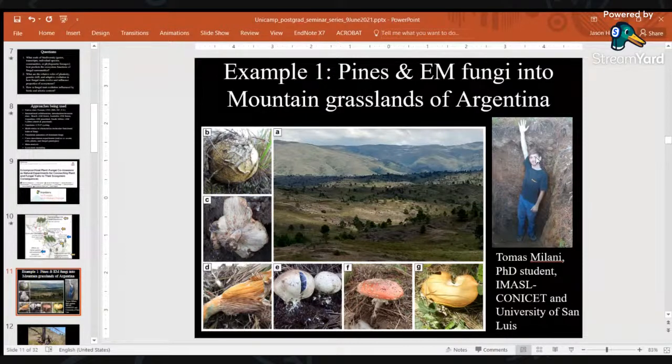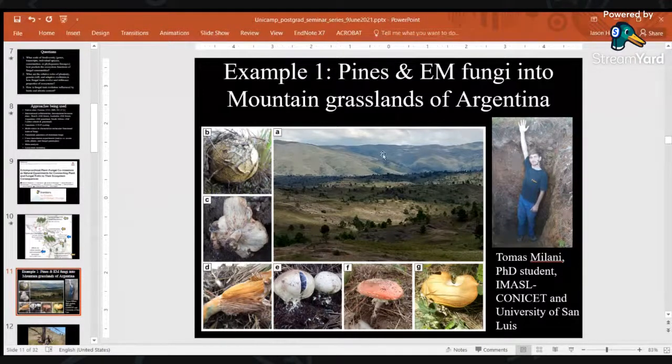And here I'm going to highlight the work from Tomás Milani. This is really nice work from Argentina. Tomás is a PhD student working with François Test in Argentina at the University of San Luis. And they have developed a really intriguing system to study this phenomenon. And that is in the Sierras de Córdoba in the mountain grasslands of Argentina, where historically there were no ectomycorrhizal plants or fungi. And so this is a really nice system to study this phenomenon because everything is new from the side of the pines and their fungi.